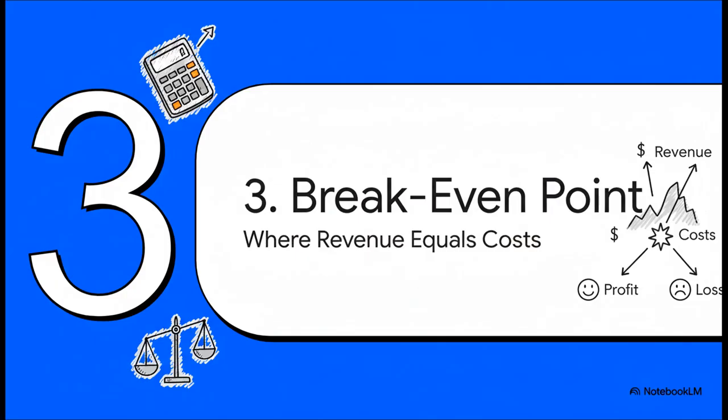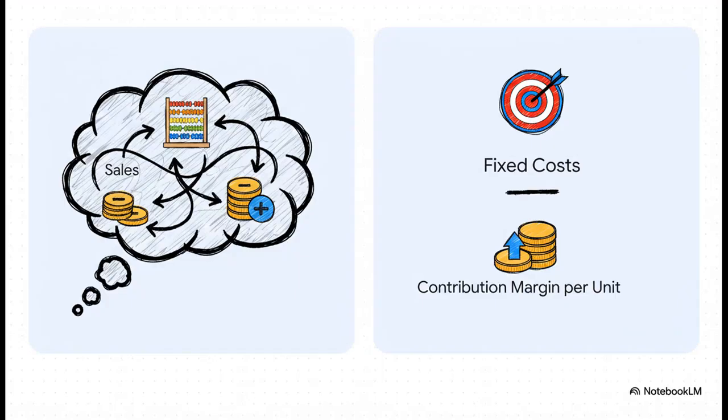Now that we have a firm grasp of the contribution margin, we can deploy it to answer one of the most fundamental questions in business. What is the company's break-even point? This is a level of sales at which total revenue exactly equals total costs, resulting in zero profit and zero loss. There are 2 primary techniques for this calculation.